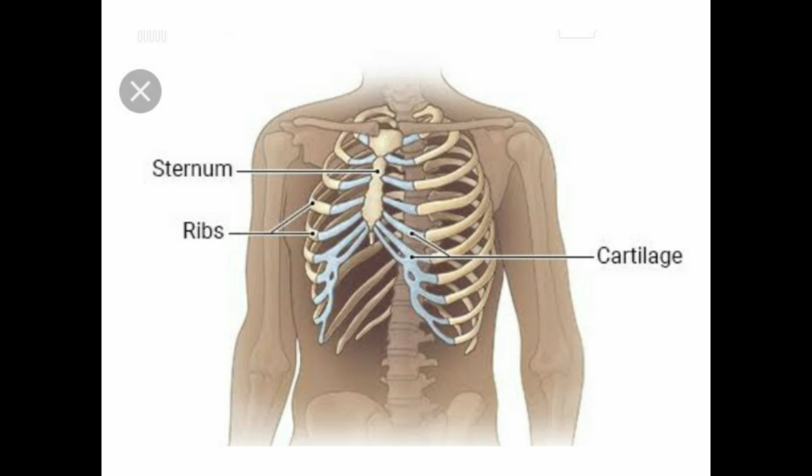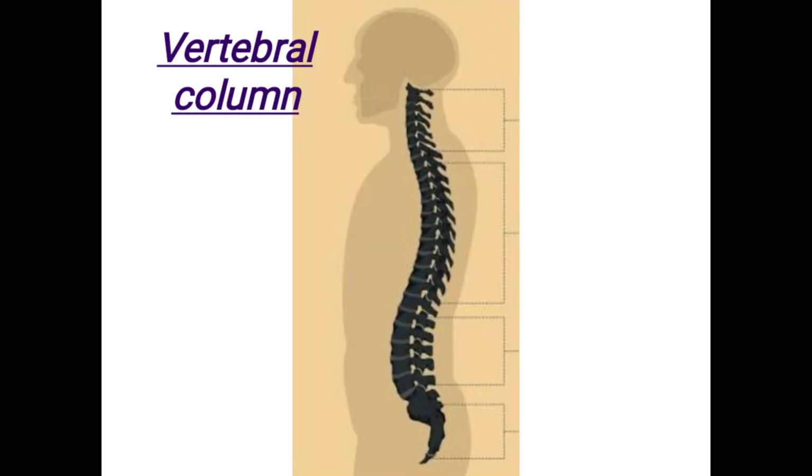Sternum. The sternum or breastbone is the flat, dagger-shaped bone located in the middle of the chest. Along with the ribs, the sternum forms the rib cage that protects the heart and lungs from any damage. Vertebral column. The vertebral column, also known as the backbone, spine or spinal column, consists of a series of 33 bones called the vertebrae. The vertebral column protects the spinal cord. It is approximately 28 inches or 70 centimeters long.